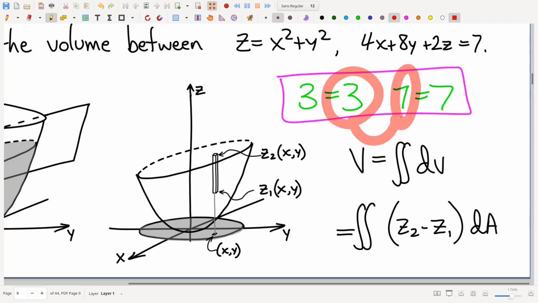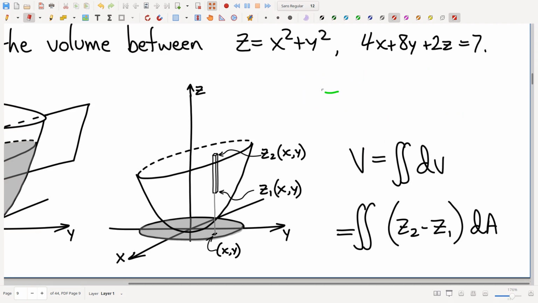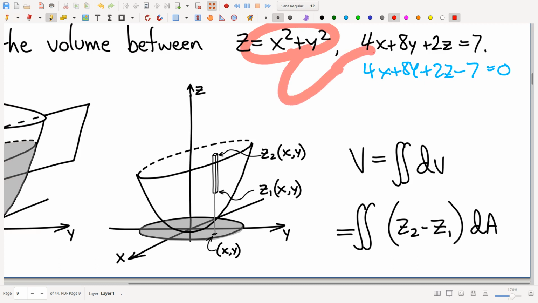Let me point out another silly aspect of this approach. When you have an equation, you can rewrite that equation lots of different ways. I could rewrite this equation here on the right, for example, as 4x plus 8y plus 2z minus 7 equals 0. Would I set this equal to that or this? Which one? It doesn't make any sense.